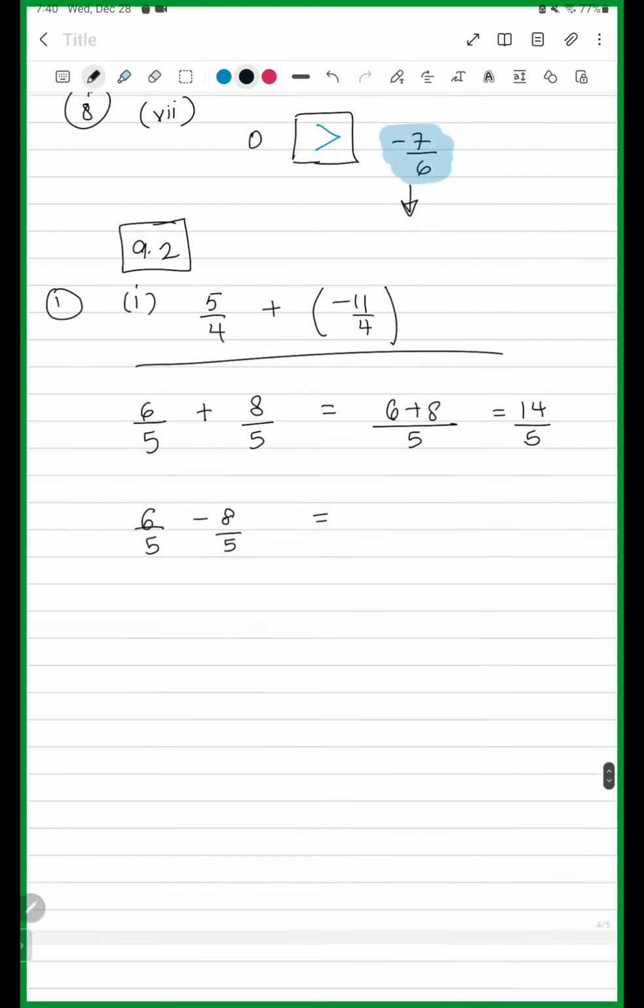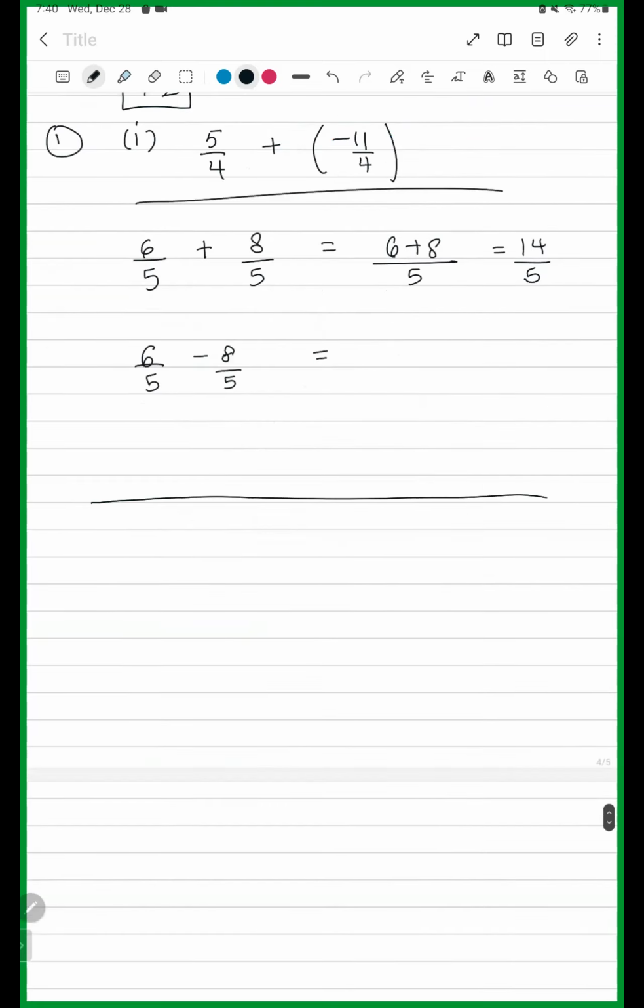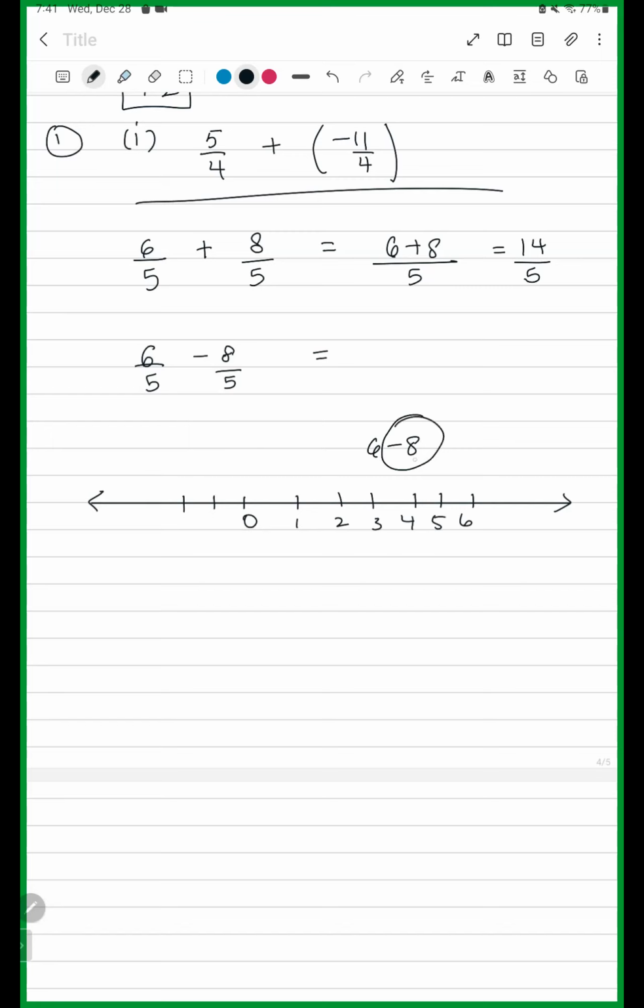Okay. Look at this number line. This is 0. 1, 2, 3, 4, 5, 6. ठीक है? यहाँ पे negative, negative. ठीक है? 1, 2, 3, 4, 5, 6. 6 minus 8 का क्या मतलब हुआ? We start from 6 and we go how many units to the left? 8. 8 units to the left.